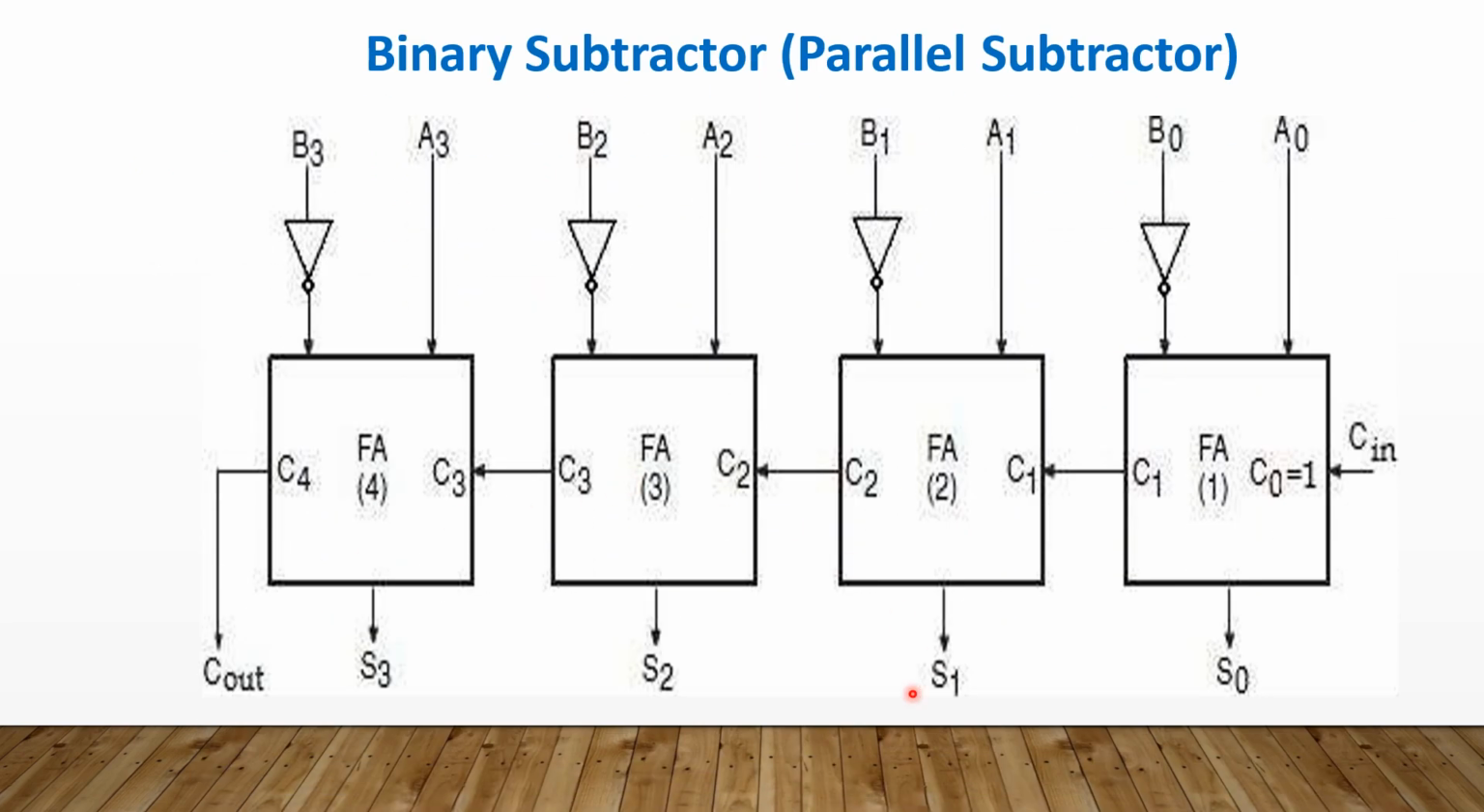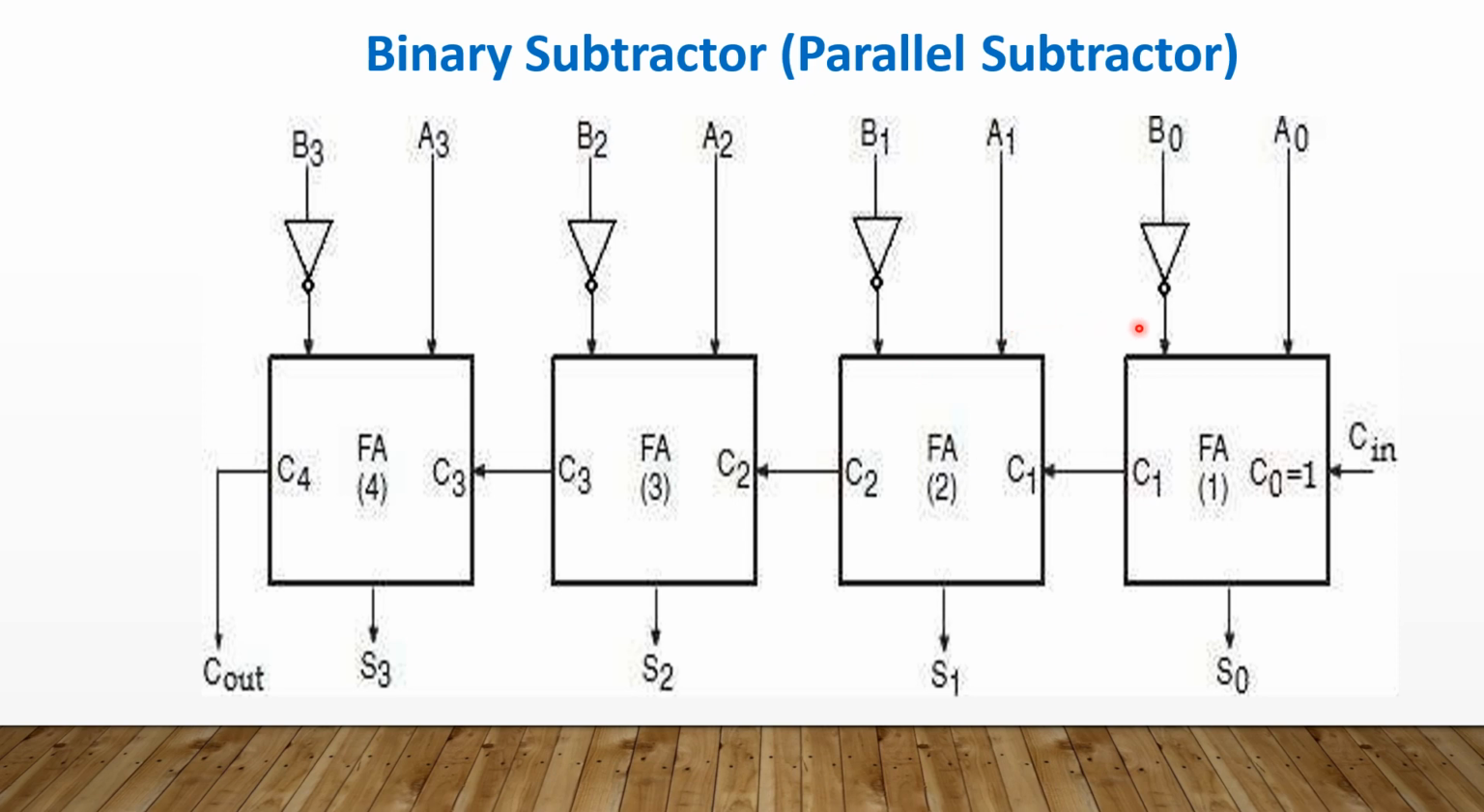Similarly, for subtraction, this is the circuit for binary subtraction, which is also called a parallel subtractor. Why is it called a parallel subtractor or parallel adder? Because we'll be giving two 4-bit numbers at a time, parallelly giving both the values at a time. So it is called a parallel adder in the previous case, and here it is called a parallel subtractor. If you look into both the diagrams, what is the difference?